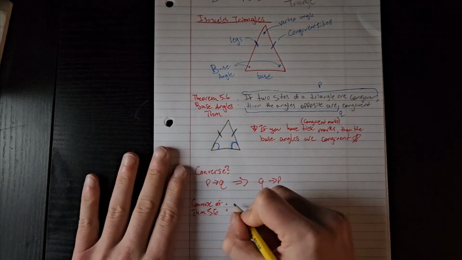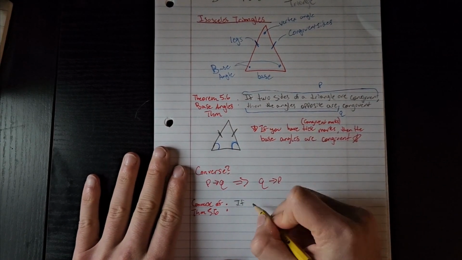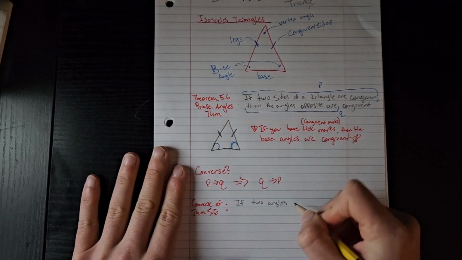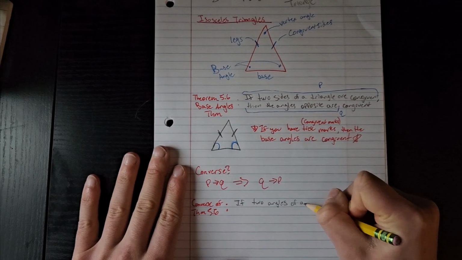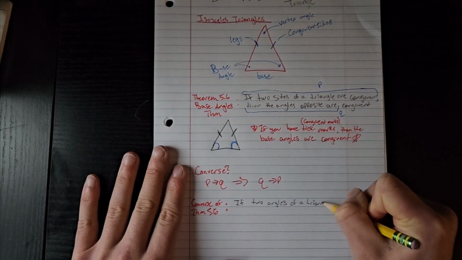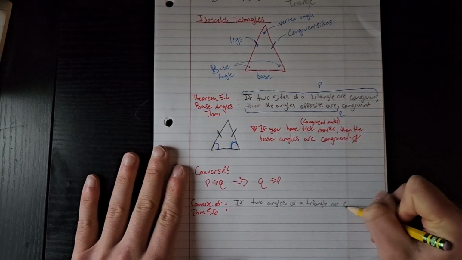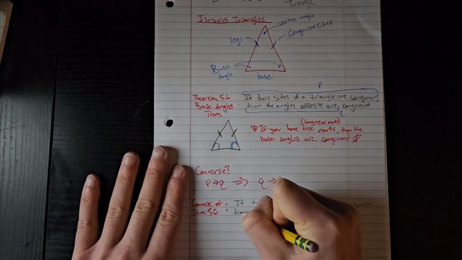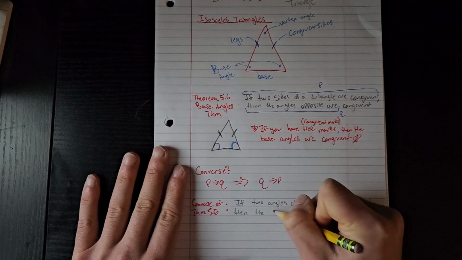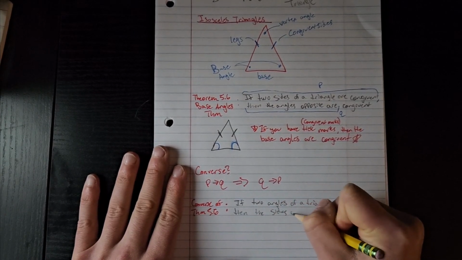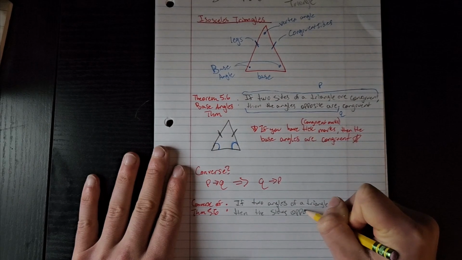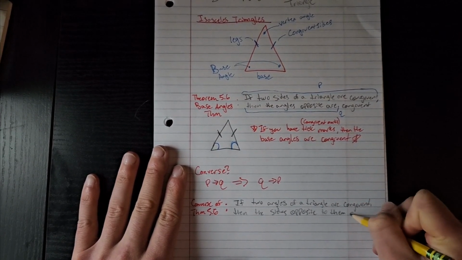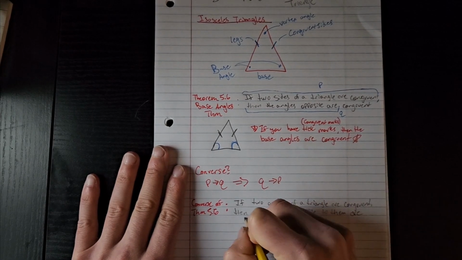And it states that if two angles of a triangle are congruent, then the sides opposite to them are congruent.